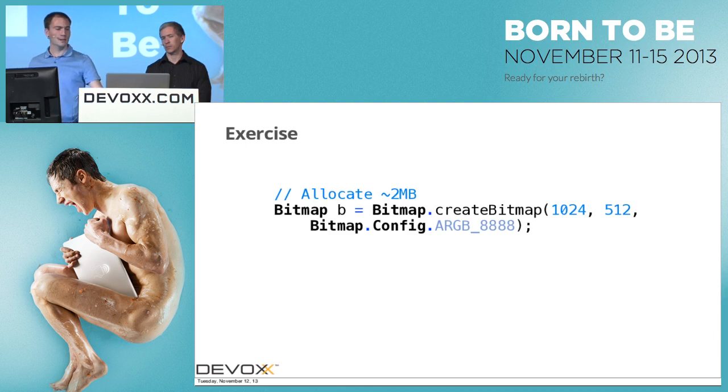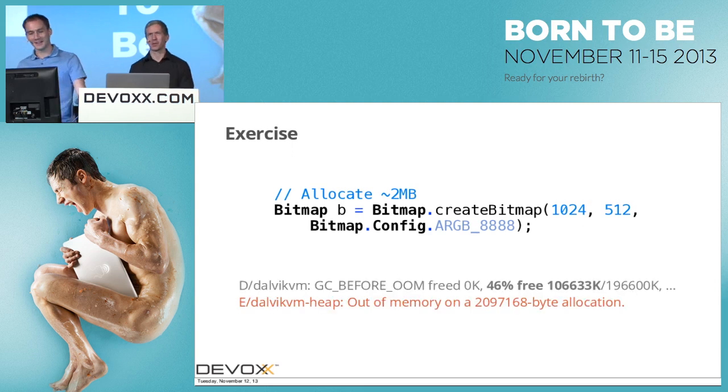Now, what's going to happen when we try to create a bitmap? How many of you think that allocating this 2 megabyte bitmap will work? I know, I'm asking people to raise their hands. At least one guy said that, okay, well, one guy is wrong. It's going to fail. We're going to get an out of memory, and the messages in the logs are very confusing because they're telling us that 46% of the heap is free. We have 106 megs of RAM available, and we failed allocating 2 megabytes.